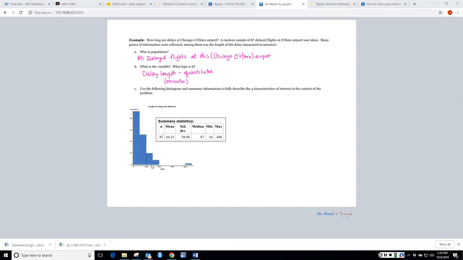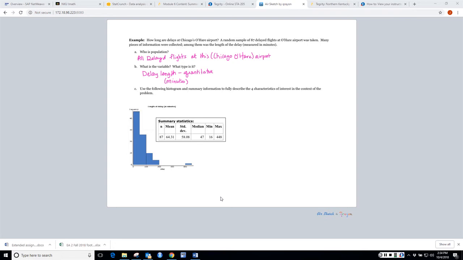Next, we're going to look at the histogram and summary statistics to interpret some things from it. So we're given the mean, the median, our min and max, also given our sample size, and then we'll need the standard deviation when we start talking about empirical rule versus Chebyshev's rule.